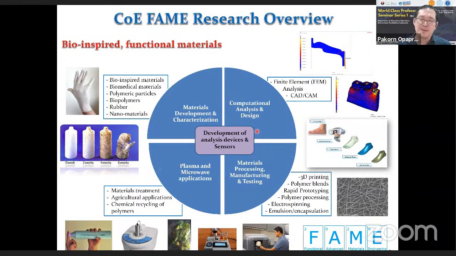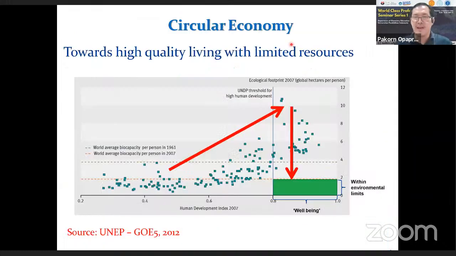We also develop chemical analysis devices or sensors, especially for chemical analysis. So this is the overview of the work that we have conducted at our center, CEO FAME. So for today, I will focus on polymers that play an important role in the circular economy.